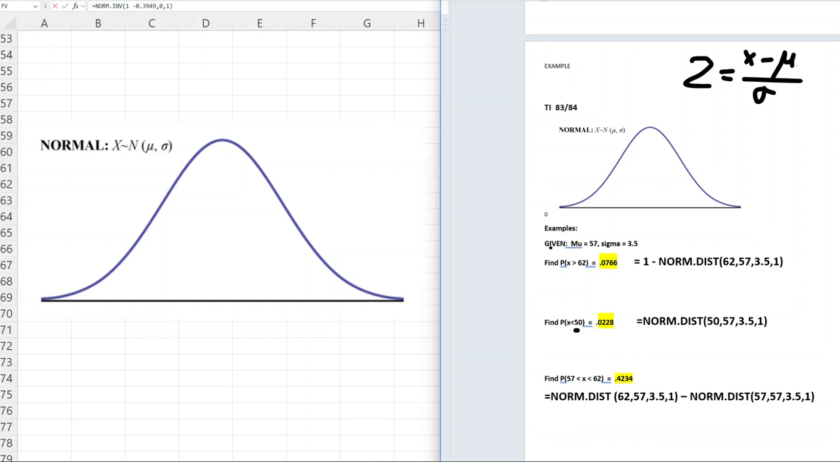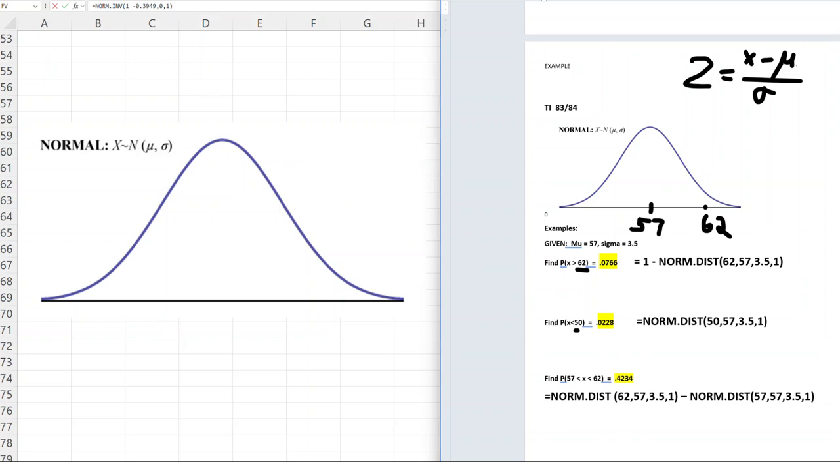Here is my example. I want to find the probability of x being greater than 62. 62 is my magic number. That's my threshold. Now I'm looking at a normal curve where the mean is 57, because I haven't converted it to z-scores yet. And 62 is somewhere out here. From the last video, I could do 62 minus 57 divided by 3.5 and use the z-score. But I don't want to do that. I don't want to go through that extra step. So what do I do?